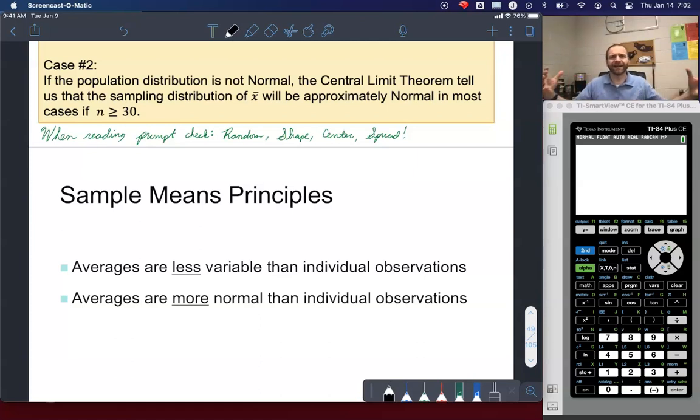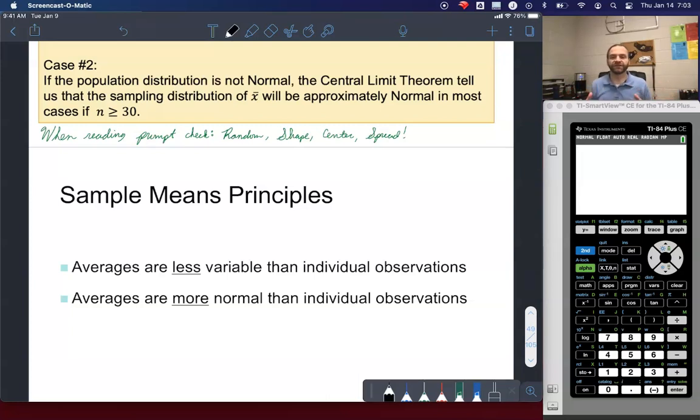But if I grab a sample of, I don't know, 30, and I calculate the average of that, then I grab another sample of 30 and calculate the average of that, the averages are going to be less variable than individual observations. And also, averages are more normal than individual observations. And again, think back to the applet. The averages became more normal as I took more and more samples. Created a sampling distribution.